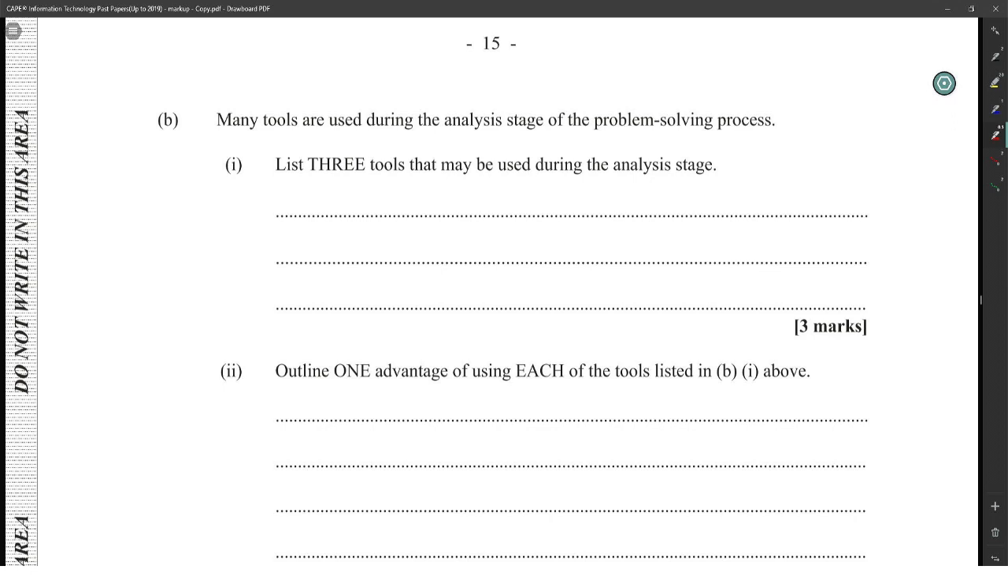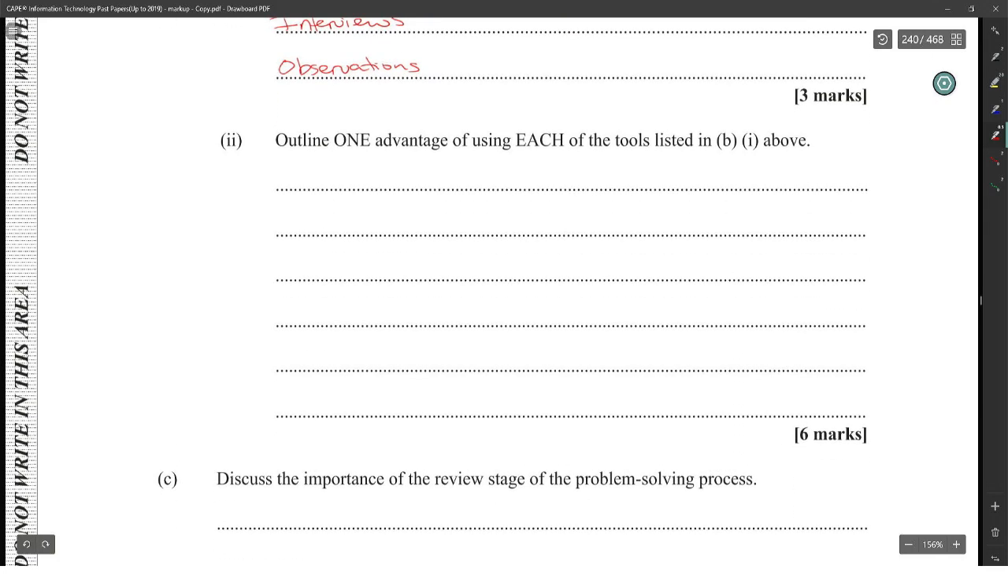Part B. Many tools are used during the analysis stage of the problem solving process. There are 3 tools that may be used during the analysis stage: questionnaires, interviews, and observations, and then you have review of documents. Straightforward. Alright, outline one advantage of using each of the tools listed in B part 1 above.